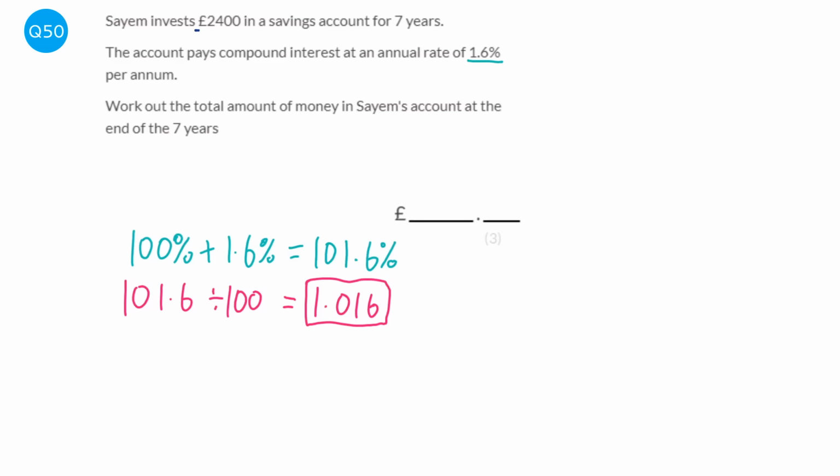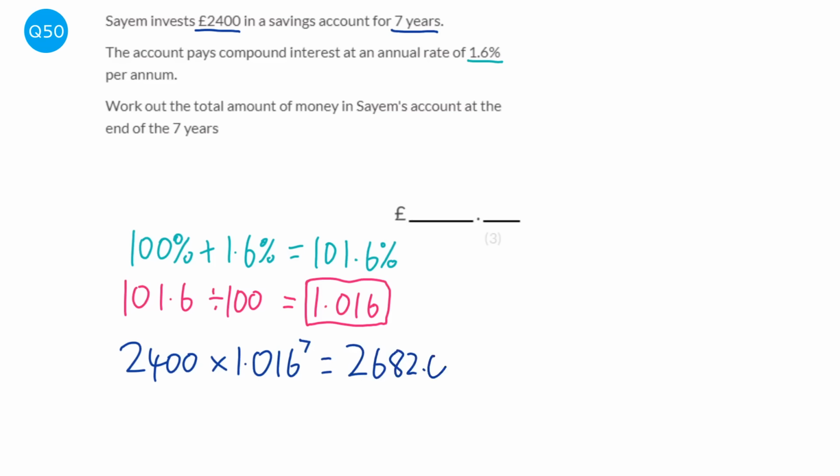Now, we're told that we start off with 2,400, that's our original amount, and to find out what it's going to be in the savings account at the end of the first year, we just times it by the multiplier, 1.016. But we're told that it's for 7 years that it's going to be in there. So we then times it by 1.016 repeatedly, or an easier way of doing it is 1.016 to the power of 7. When we do that, we get 2,682.052 and so on.